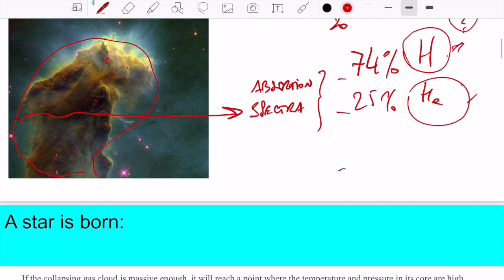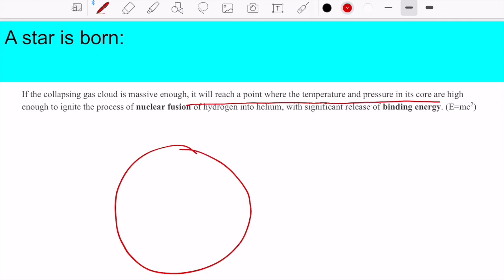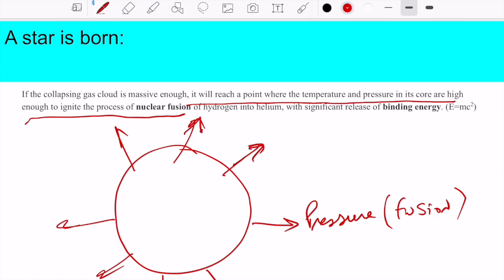Once a star is born, the cloud collapses and it becomes massive enough to reach a point where the temperature and pressure of its core are high enough to ignite fusion. Fusion is a process that liberates energy. The energy coming out from fusion exerts a certain pressure in all directions. This is a 3-dimensional diagram. And this pressure is coming from the fusion of hydrogen inside these stars. This is what we now know about why the sun shines: there is a fusion reaction happening inside the core of a star.